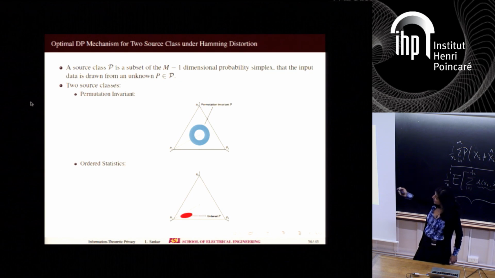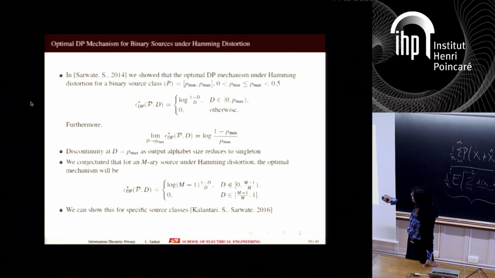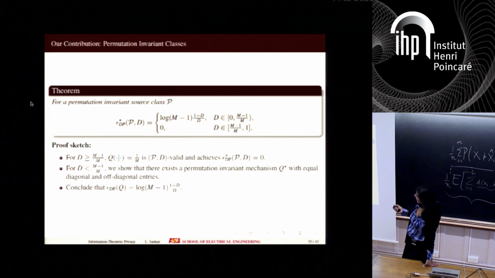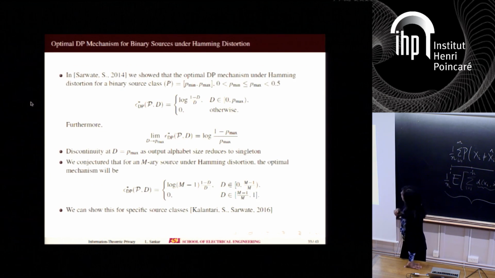We looked at two different kinds of source classes. And in the process of really comparing the two, we started looking at how to find optimal DP mechanisms under Hamming distortion. We looked at these two source classes, which are permutation invariant and ordered statistics. And what we can show is that the staircase mechanism is optimal for permutation invariant.